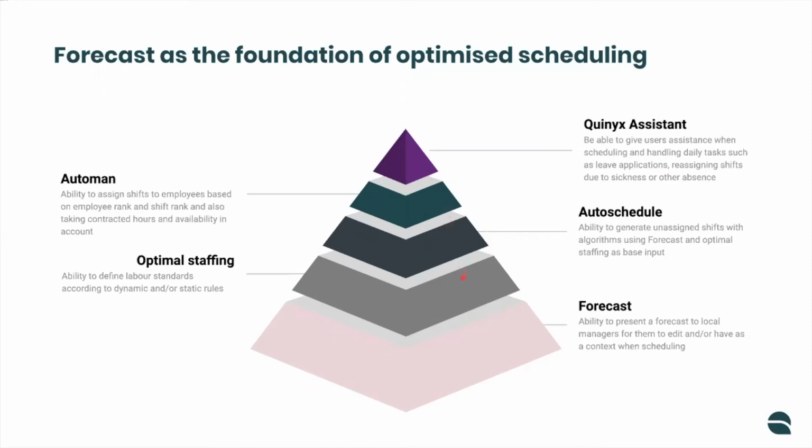Where we are now and what I will demonstrate will be these first two parts of this pyramid: the actual data itself and getting data into Quinix, and how to do that if you are moving from Classic Forecast into Neo Forecast, and then how that optimal staffing is built. I will hint at auto scheduling and auto manning, but today we won't be going into detail on that.